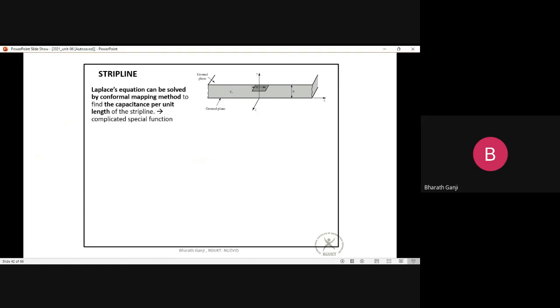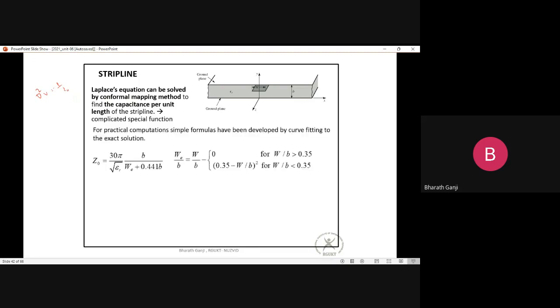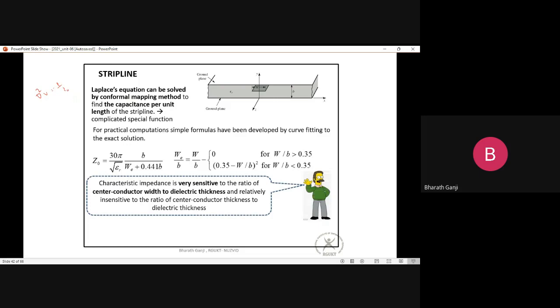How you find the capacitance between the plates is not an easy one. Okay. So we need to use the Laplace equations, that is del square of potential V is equal to rho by epsilon naught minus rho by epsilon naught. You need to solve these Laplace equations using some methods like conformal mappings to find the capacitance per unit length. We're not going to use those conformal mapping methods here. Okay, we'll just give you the final result. So for the strip lines, these are the results.